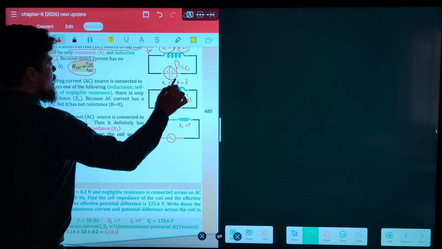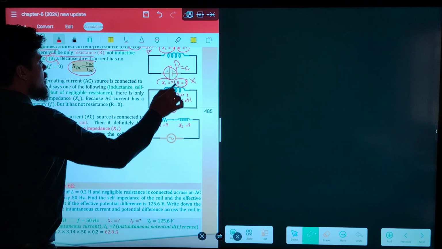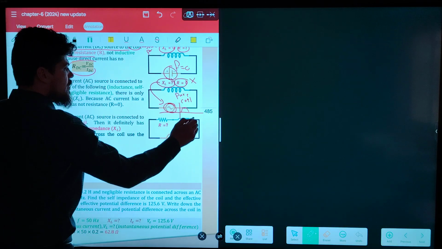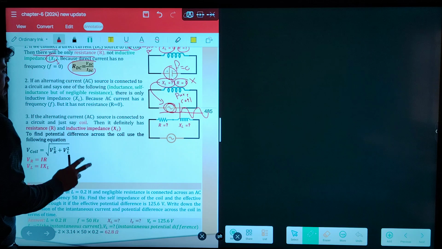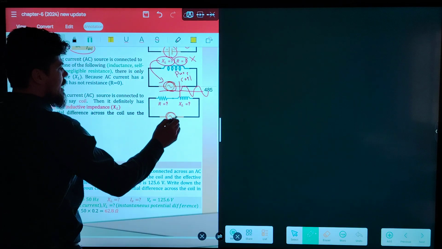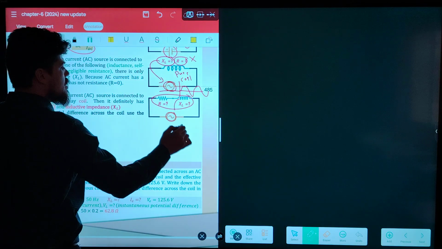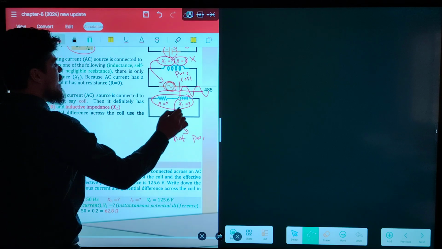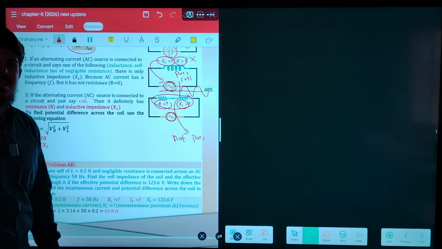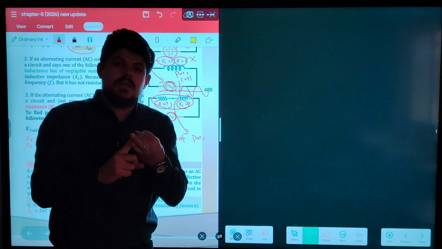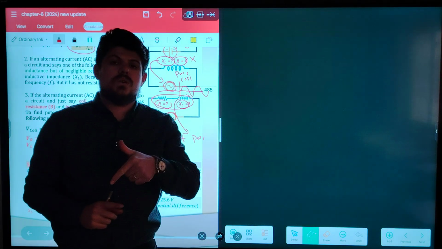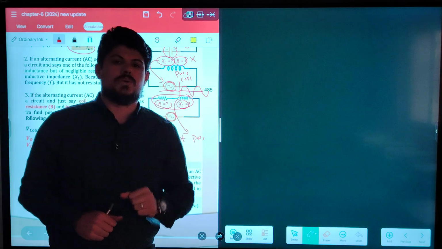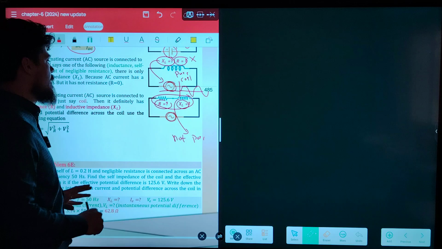In pure inductance, do we have resistance? No, we don't have resistance. We only have XL. Why do we have XL? Because we have an AC source. In an AC source, we have frequency. How about if the coil is connected with AC and the coil is not pure? Not pure, we have both XL and R. When do we have both resistance and inductive impedance in the coil? If the coil is connected with the AC source and the coil is not pure.